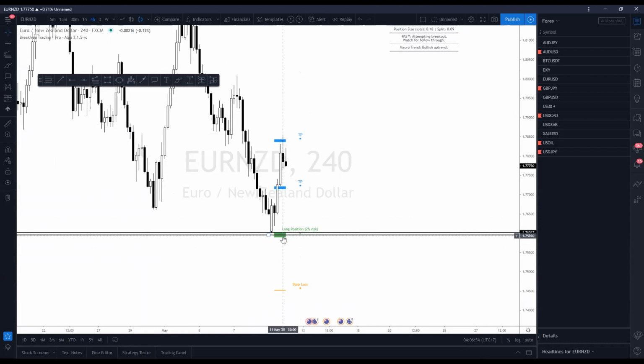Okay, good. So the reason why split positions are good is because then you can take partials on TP1 and then take your other position on TP2.